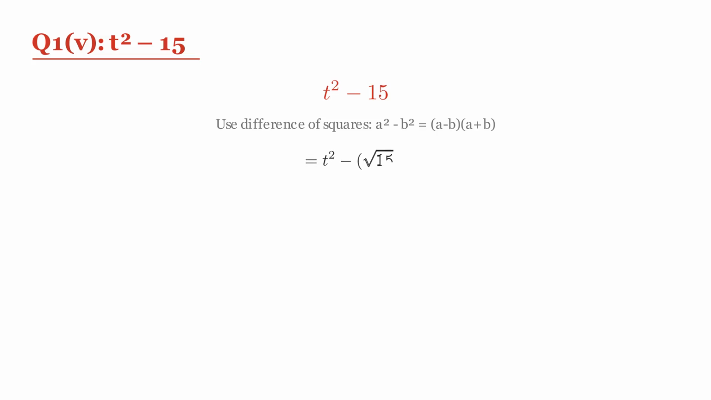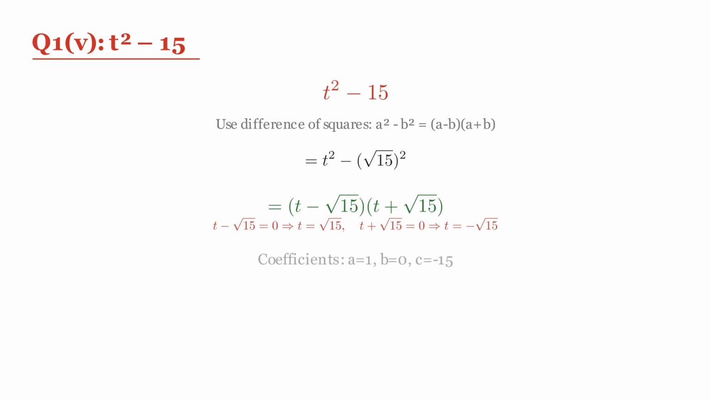Question 1, Part 5. t squared minus 15. Use the difference of squares identity. Write as t squared minus root 15 squared. This factors as (t minus root 15) times (t plus root 15). Set each factor to 0. t minus root 15 equals 0 gives t equals root 15, and t plus root 15 equals 0 gives t equals negative root 15. The coefficients are a equals 1, b equals 0, c equals negative 15.